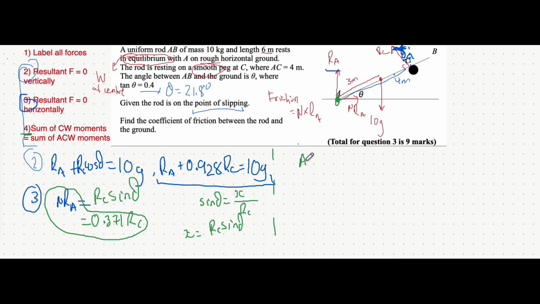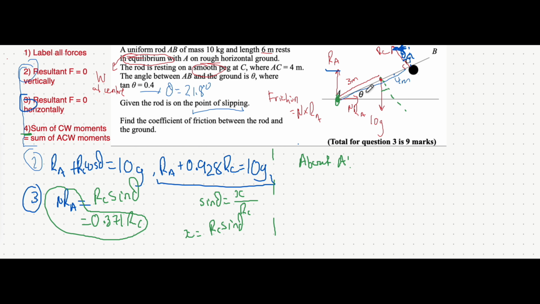So let's take moments about A. About A just means you're using A as your pivot. One thing you have to be careful of is the force that you take. You can't take 10g and multiply it by 3, because 10g is not perpendicular to the surface. You have to take the component of 10g that's perpendicular to the surface.